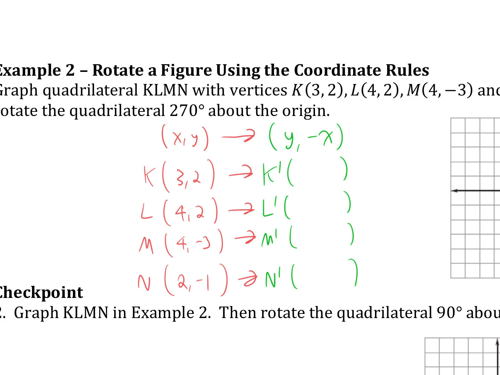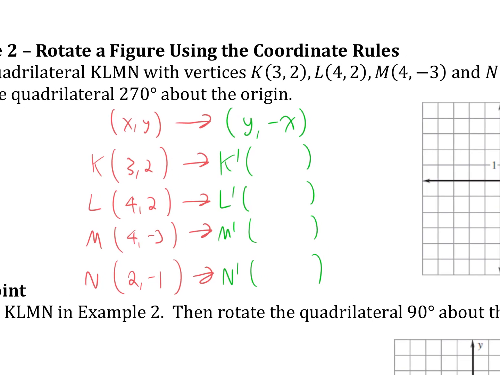Okay, so let's go ahead and do this here. So y is going to be 2. The opposite of 3 is going to be -3. For L prime, we're going to get 2, -4. For M prime, -3 goes in front. That's y. The opposite of 4 is -4. And then we have -1 is y. The opposite of 2 is going to be -2.